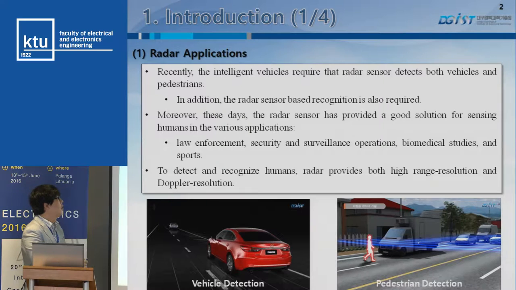Recently, intelligent vehicles require radar sensing to detect vehicles and pedestrians. In addition, radar sensing based recognition is also required. Moreover, these days, radar sensing has provided a good solution for sensing humans in various applications. To detect and recognize humans, radar provides both high range resolution and Doppler resolution.